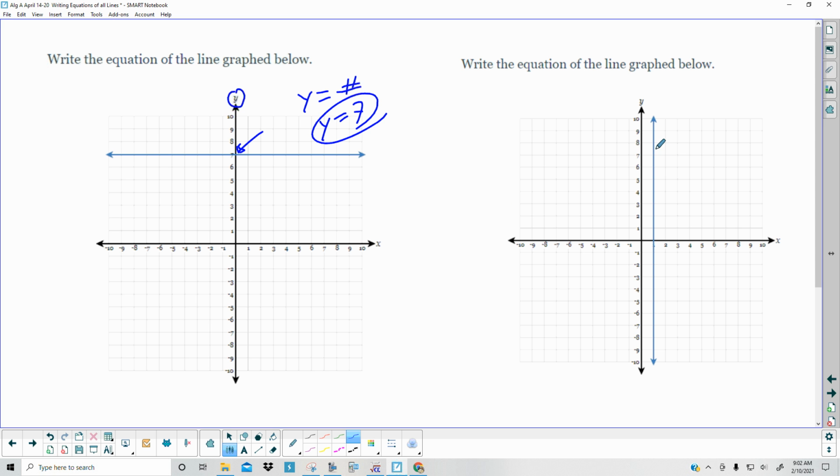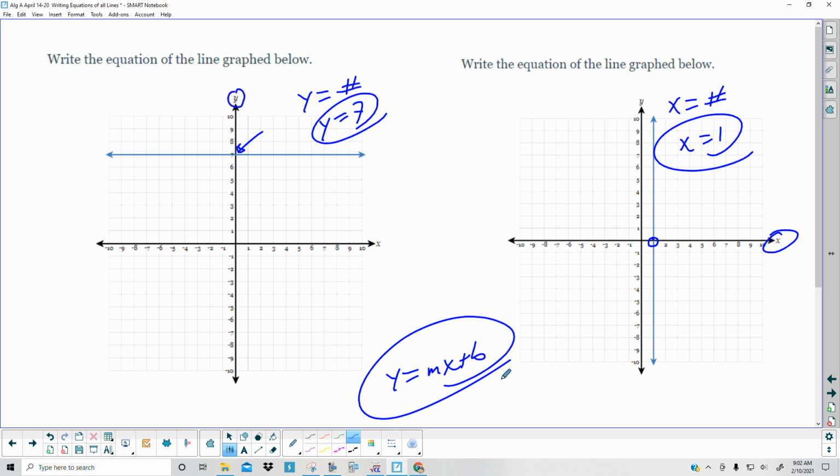When it's a vertical line, it only crosses the x. So the equation looks like x equals some number. And you look to see where it crosses the x. It crosses at 1. So x is equal to 1. That's your final answer. You cannot use this pattern to describe these lines. Okay? It doesn't work. Y is equal to some number because it only crosses the y. X is equal to some number because it only crosses the x.